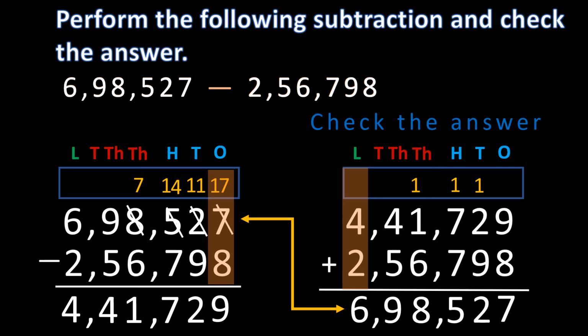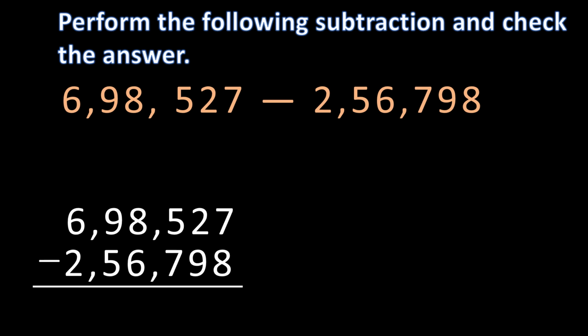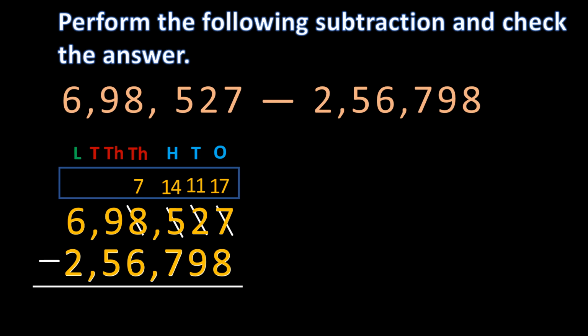So this is the way to check the answer. Let me recall it. First, what did we do? We had to perform subtraction. We subtracted 2,56,798 from 6,98,527 and we got the difference as 4,41,729. After doing this, we need to check or verify our answer.